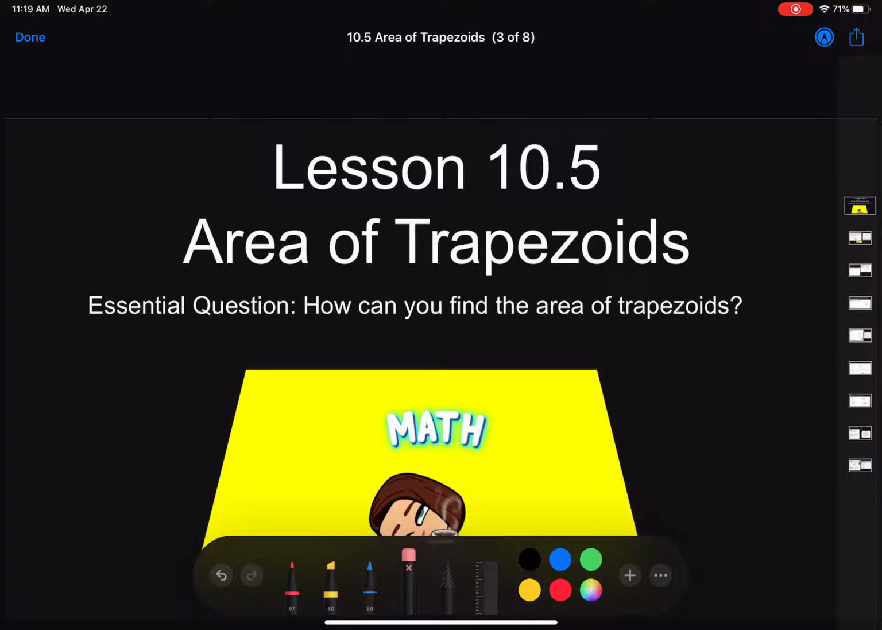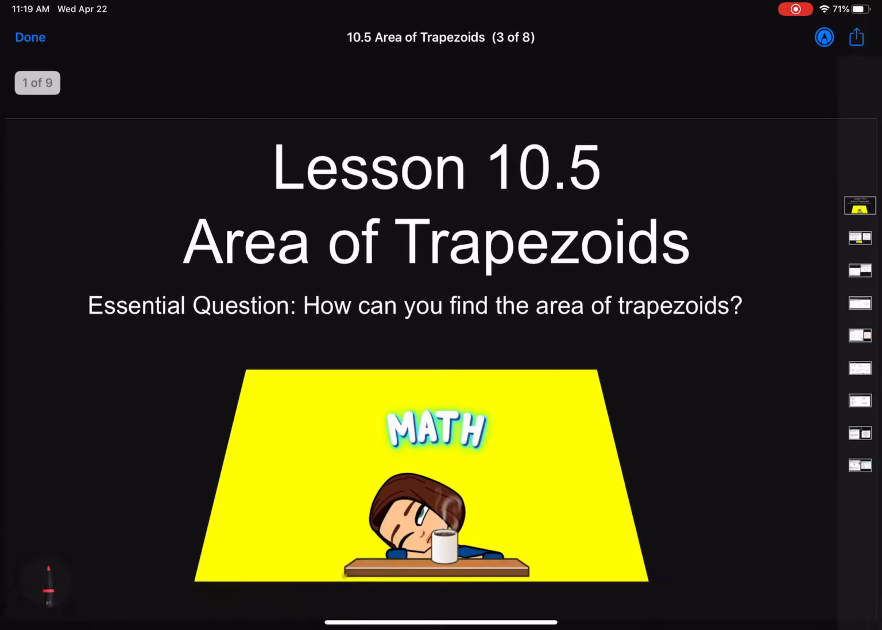All right, guys, on to the next lesson. This is 10.5, Area of Trapezoids. The formula is a little bit long, but you'll get used to it, and before you know it, it'll be easy to use. That's why I did the little bitmoji, because this lesson is going to want to put you to sleep. But stick with me. I'll try to make it as quick and painless as possible.